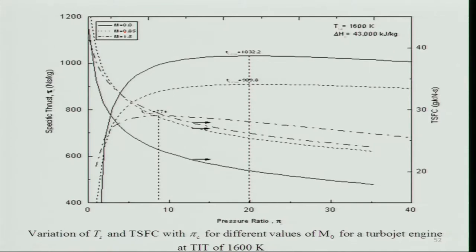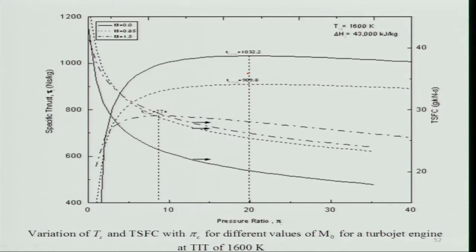What you can note here is that when the flight Mach number is zero, this solid line, the specific thrust increases with the increase in pressure ratio across the compressor, then it reaches a peak value here, and after that it decreases slowly, right? So it indicates that there is an optimum value for the pressure ratio across the compressor, for which you will get the maximum specific thrust.